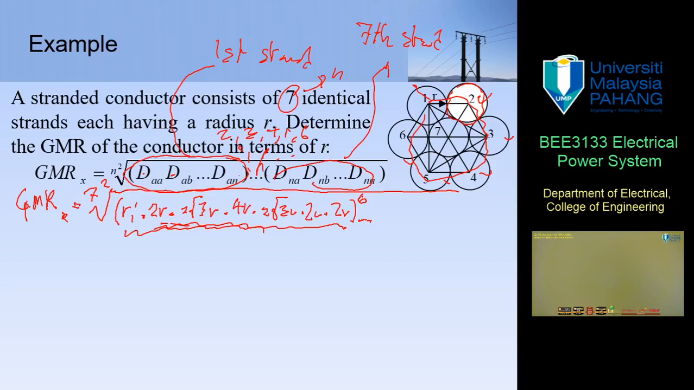Okay, and then you just power it with 6. No need to calculate one by one. It's okay for you to go on. For me, just power it with 6. Okay. Next, the difference is the last one, the 7th strand.